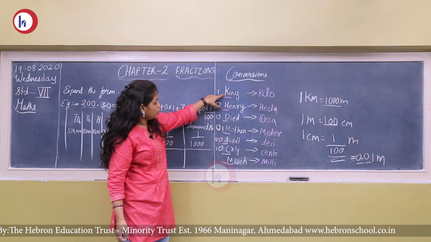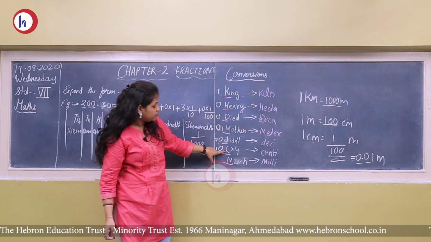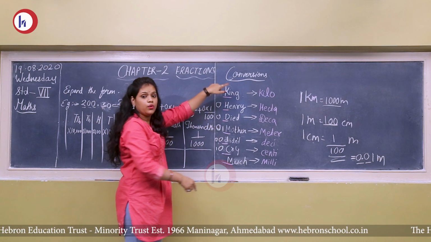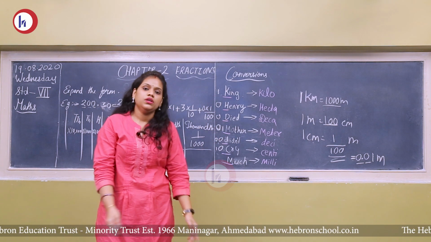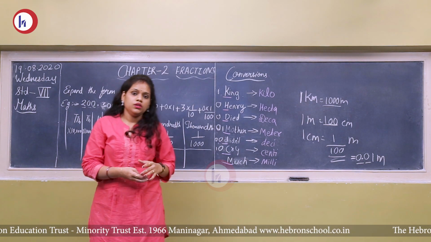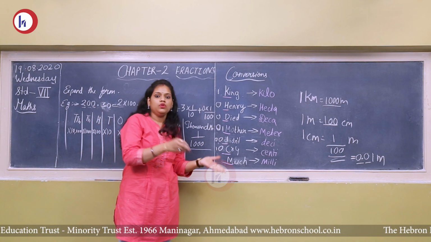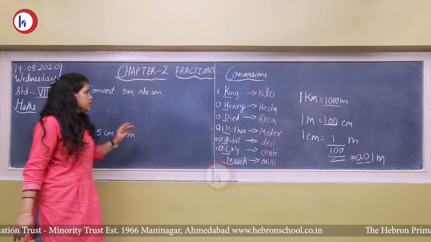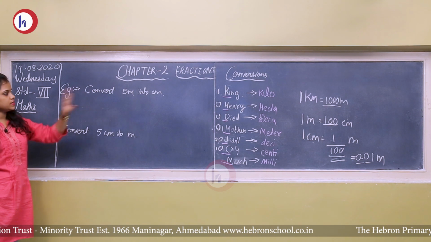Suppose 1 kilometer is equals to how many centimeter? Then 1, 0, 0, 0, 0, 0. So that way you can count and convert any of the units from lowest form to highest form. So this is the easy method you can keep in mind. So let's see one example on this conversions.